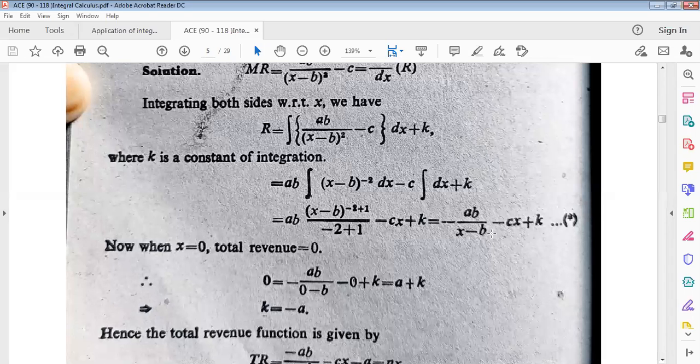Then ab divided by 0 minus b, with x equals 0, minus 0 into x, plus k. So k equals what?